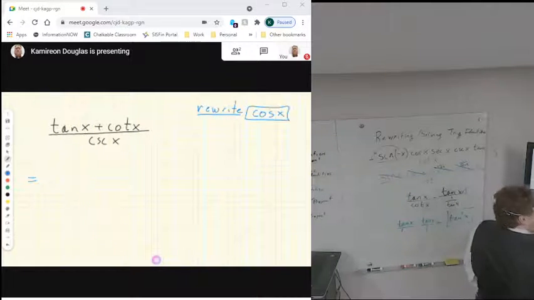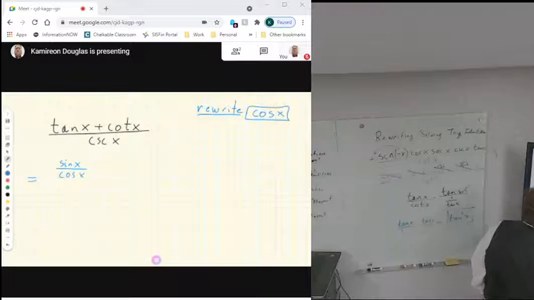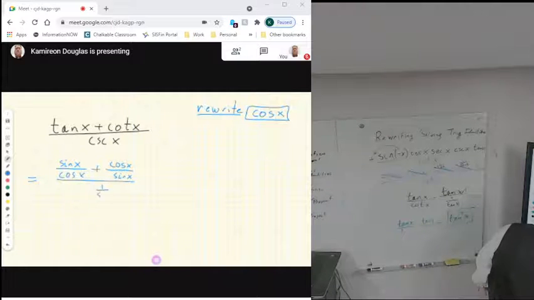We get tangent. Garrett, what does tangent become? Sine over cosine. Thank you, Cole. And then cosine over 1 over sine, all over 1. Something like that. So we're left with cosine plus cosine over sine.